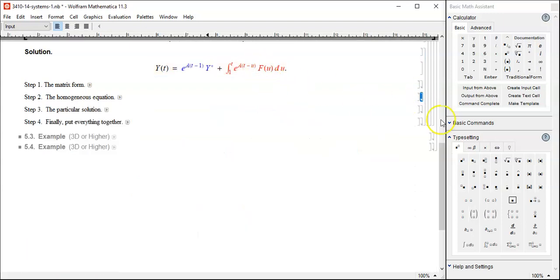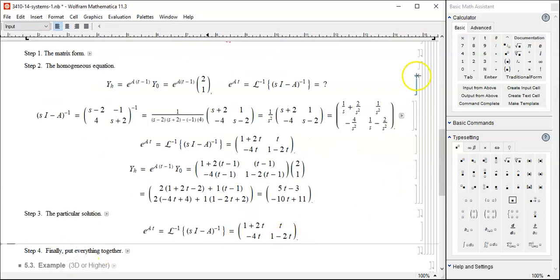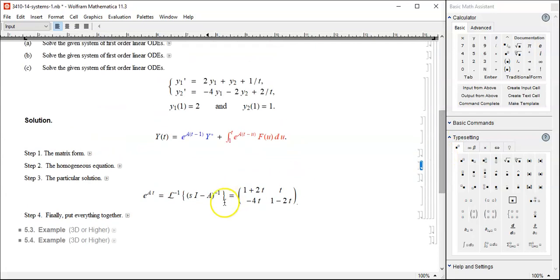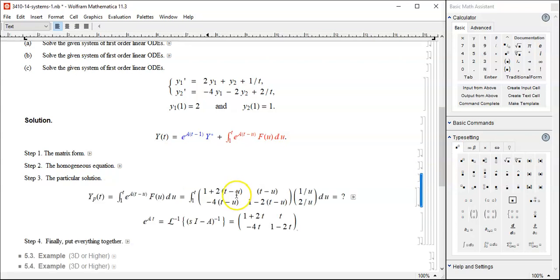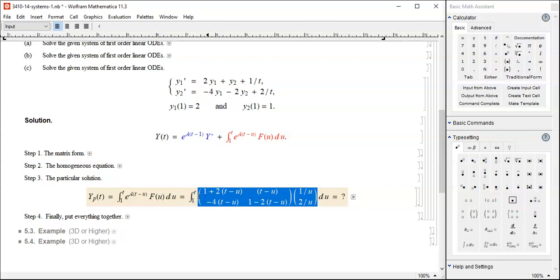Let's go to the non-homogeneous part. Here we have this e to the At power. Over there, I have to replace this t by t minus u. And that's what we did. t minus u, t minus u, t minus u, t minus u from there. And then f is (1 over t, 2 over t). So replacing by u, I get 1 over u, 2 over u. So all I have to do is this matrix multiplication, simplify, and then take the integral.